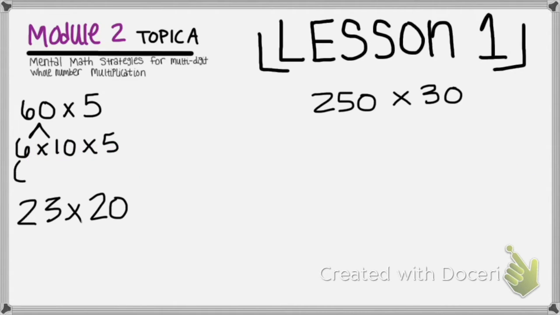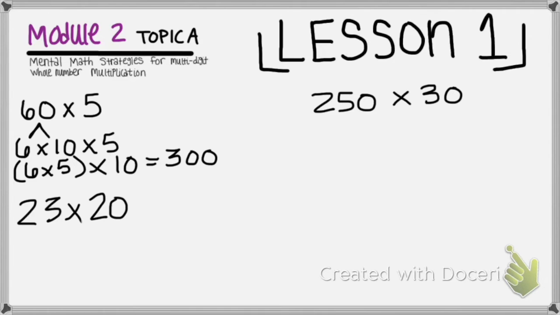We are going to multiply 6 times 5 first, and then multiply it by 10. 6 times 5 is 30, and then when we multiply that by 10, we're just adding another 0. So our answer is 300. And that's a mental math strategy. They can look at this problem and go, okay, 6 times 5, that's 30, an extra 0, 300.